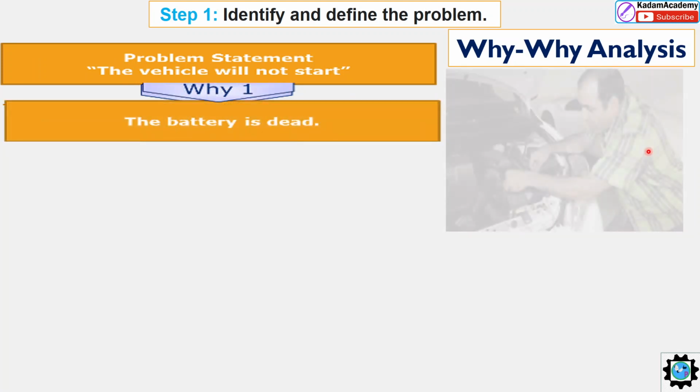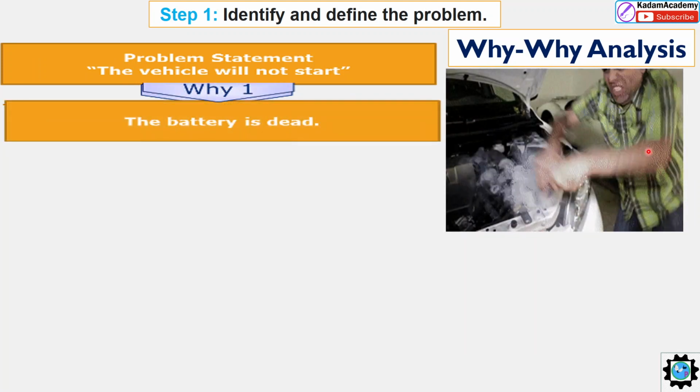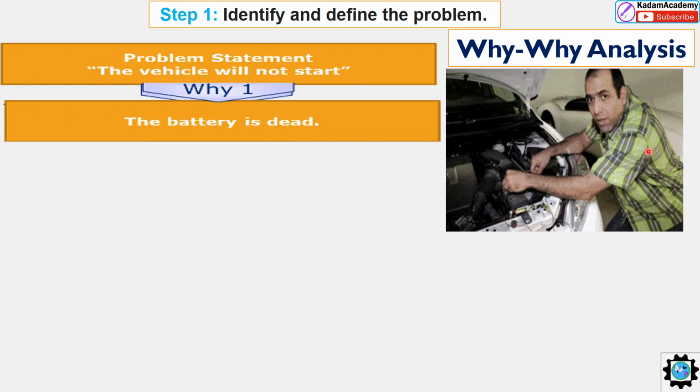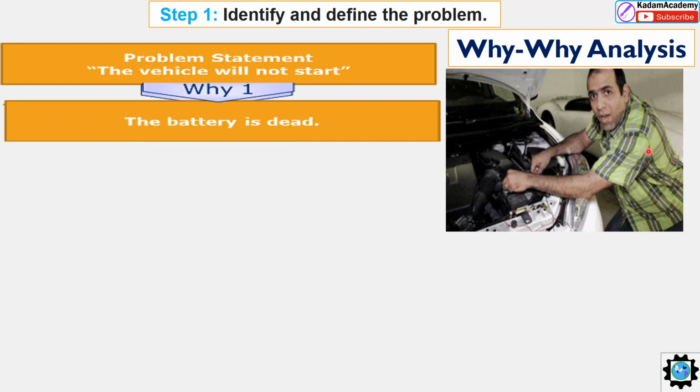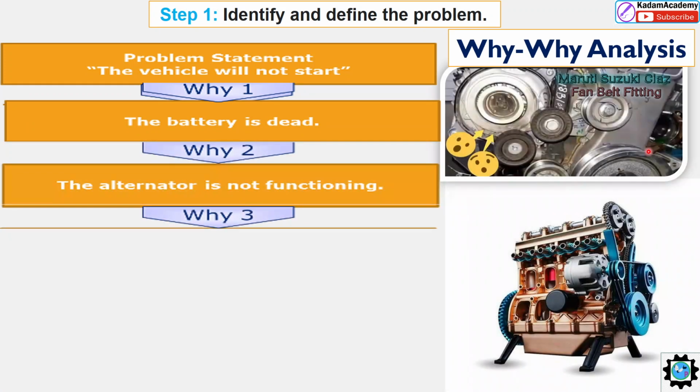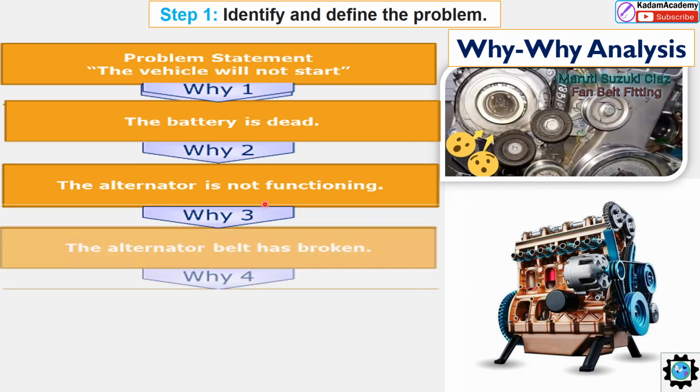First why: the battery is dead. The battery is dead, that may be a problem. That's why the vehicle does not start. Alternator is not functioning. You can see here the alternator connected with the belt. This alternator will move the engine; it will help to start the engine. So the alternator is not functioning, or the alternator belt has broken.